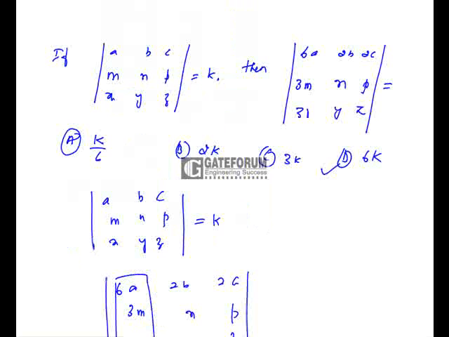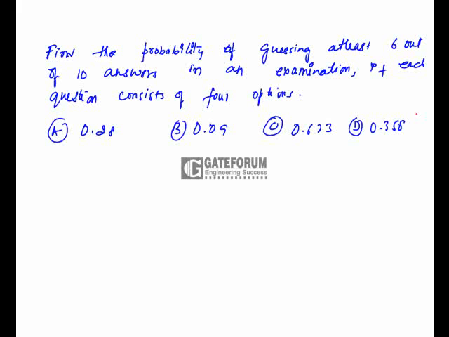That is option D. Now, you have to find the probability of guessing 6 questions out of 10 in an examination if each question consists of 4 options. If each question consists of 4 options, there will be only one correct answer. So the probability that the answer is correct is 1 by 4, and the probability that the answer is wrong is 3 by 4. We have to select 6 questions out of 10.